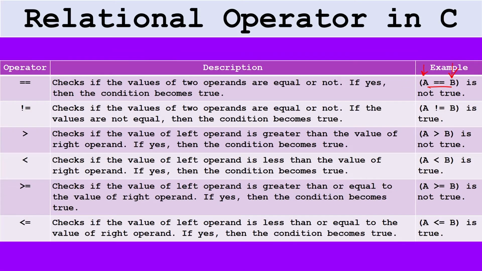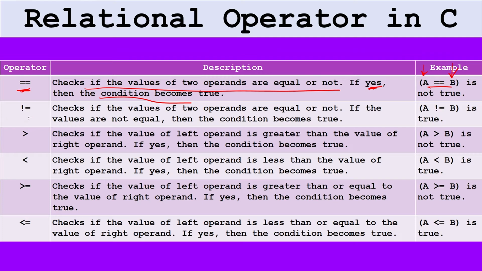Now to check if both the values of A and B are equal, we use this operator, that is equal to equal to. That is a relation between two, right? To check whether A's value is equal to B's value, we use the equal to operator. Okay, so let's read: checks if the value of two operands are equal or not. If yes, it's true, then the condition returns true.